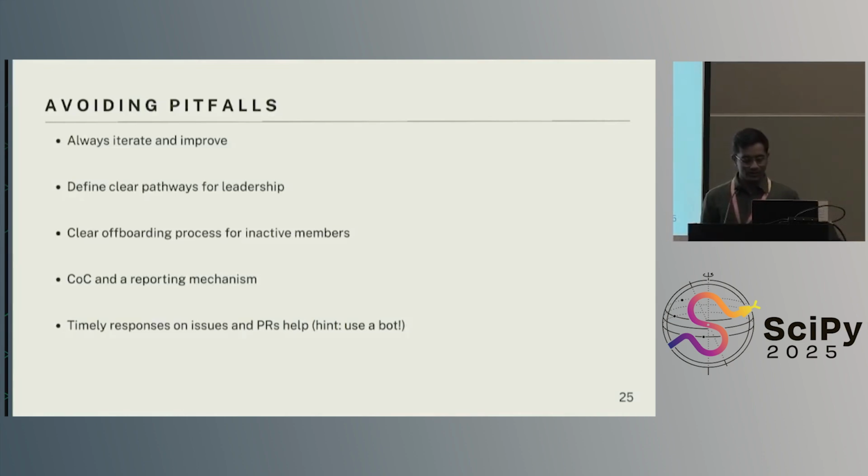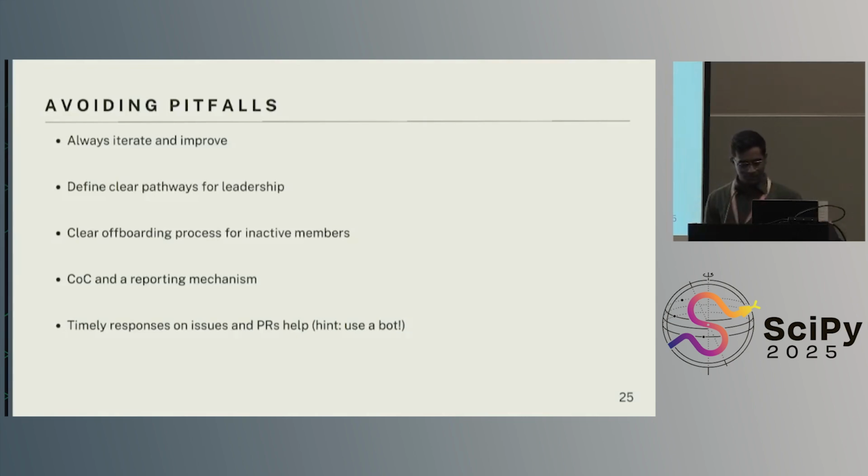The other thing is to define clear pathways for leadership. What I mean by this is, if you are a maintainer, you probably would have been at a place where you were contributing to a project, right? And at some point you thought, cool, I want to be a maintainer. If there is no pathway to elevate the person from contributor to maintainer, the person would just go away. They'd think, I've been contributing to this project for so long and I'm not a maintainer. So you should define clear pathways to elevate these people from a contributor role to a maintainer role.